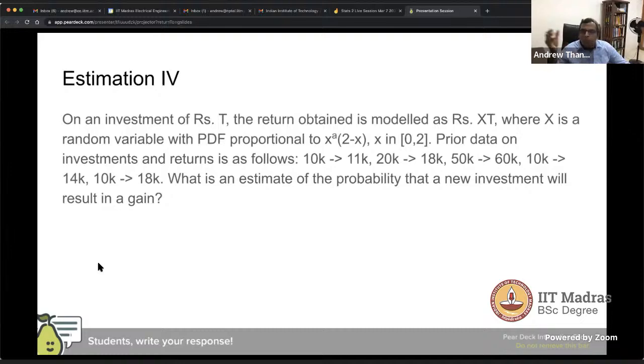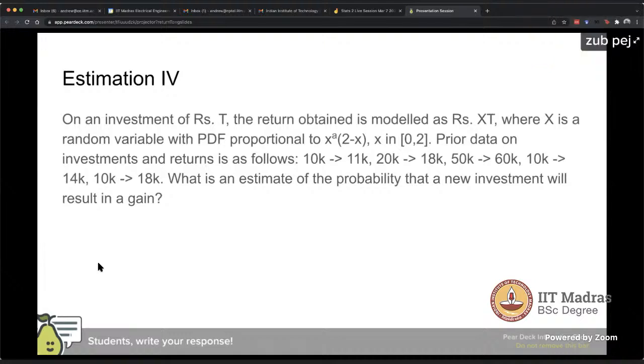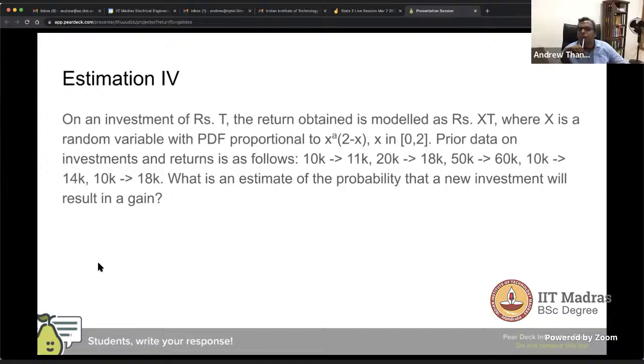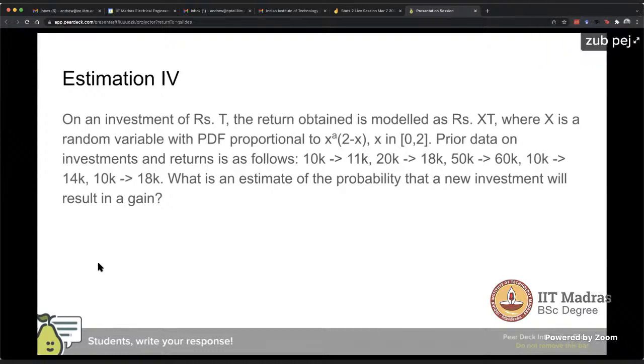So I've said the PDF is proportional to this. There will be a multiplication constant to make sure that this is a proper PDF. I don't know what it is. It will be some function of a. So does that matter? Do you have to find that constant? Or can you do it another way? I think we need to divide it by 2 to make it from 0 to 1 and apply some known distribution.